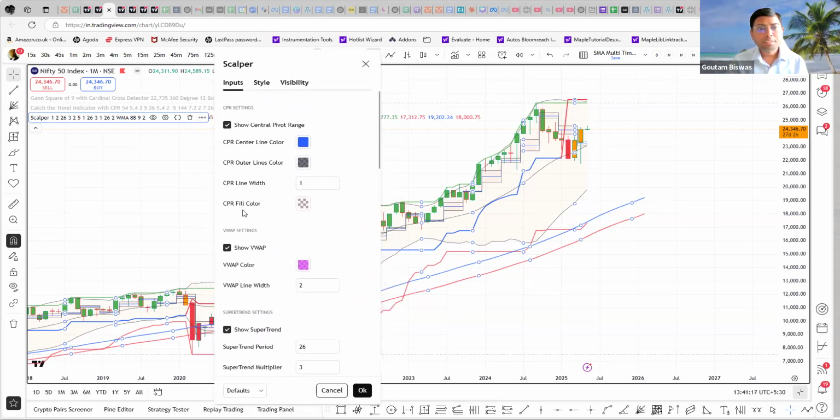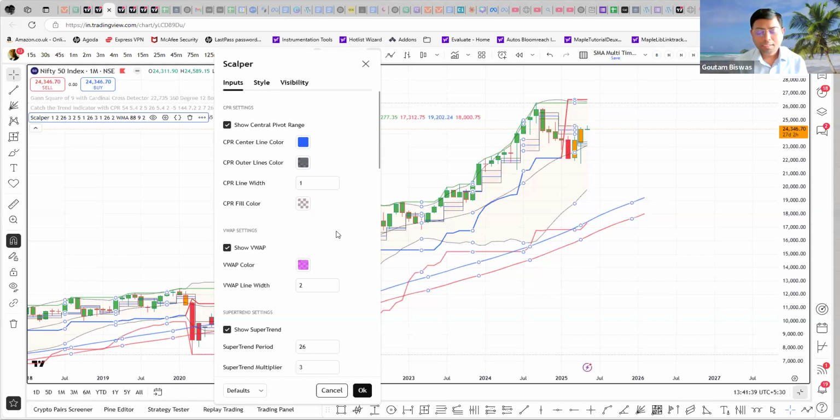The first one is the central pivot range. Are you familiar with what is CPR? Central pivot range, yes, it's a breakout level. If the price is above the CPR, buy; below, sell. It's a pivot.